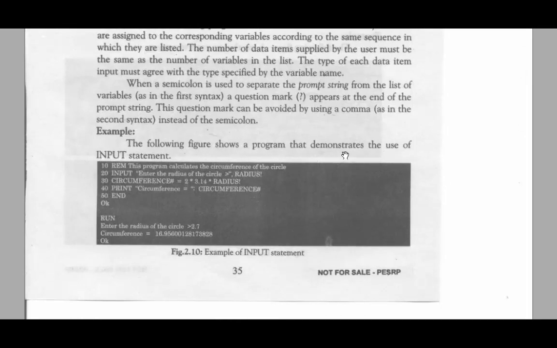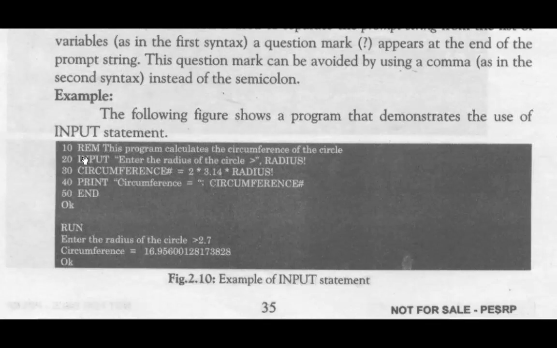The following figure shows a program that demonstrates the use of the input statement. As you can see: input, enter the radius of the circle, radius; circumference equals 2 times 3.14 times radius; print circumference is equal to circumference; and run. Enter the radius of the circle. Now it is asking you to enter the radius of the circle. You have put the value, and circumference is equal to this. Clear?